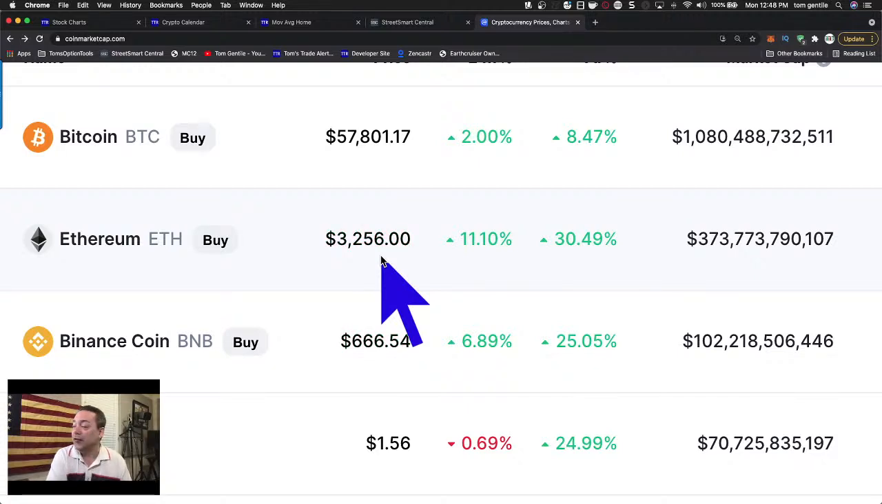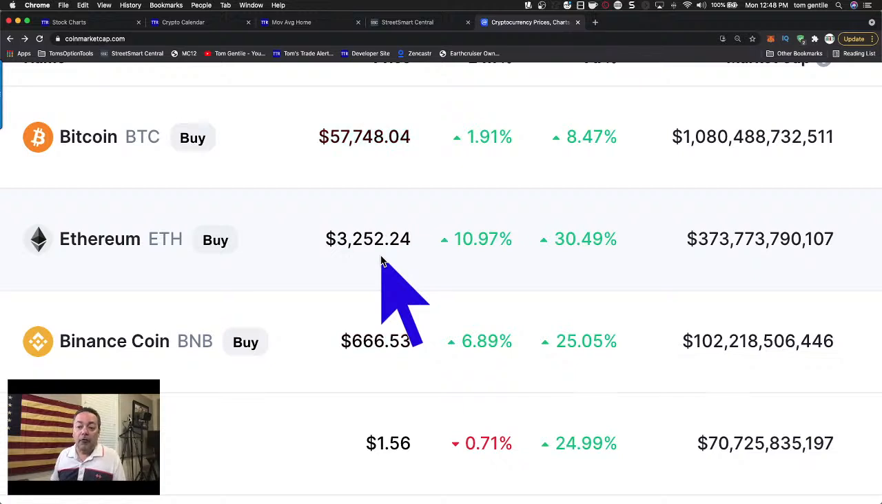I believe we could be at 6,000 by the end of the year. I think we could be at 10,000 by the end of 2022. Maybe quicker. Who knows? All I know is that my real prediction is we will see Ethereum catch up to Bitcoin in terms of market cap.